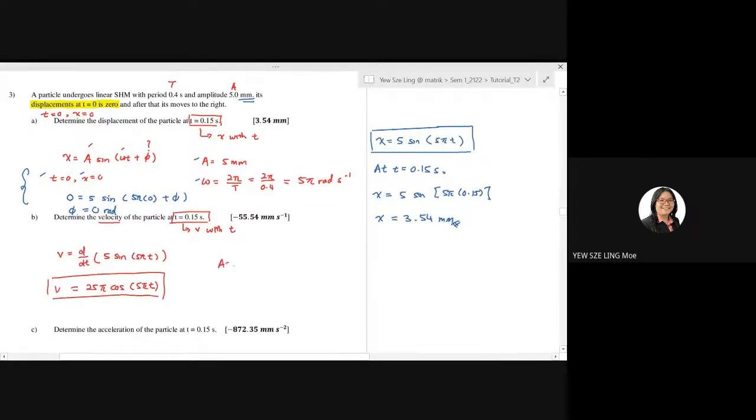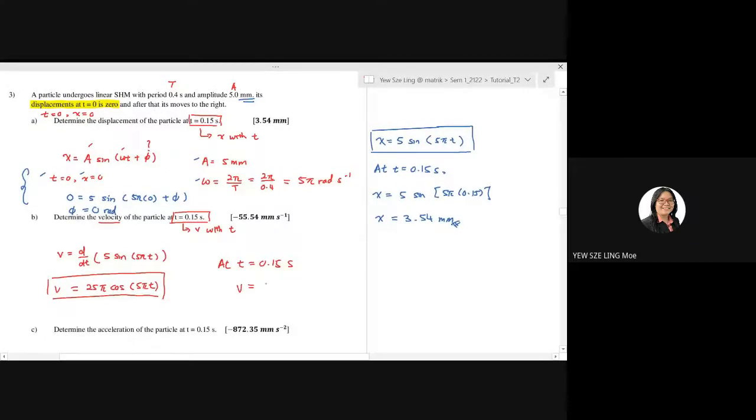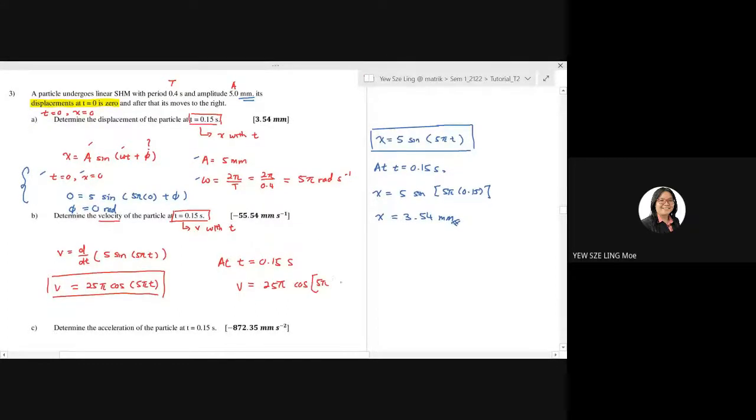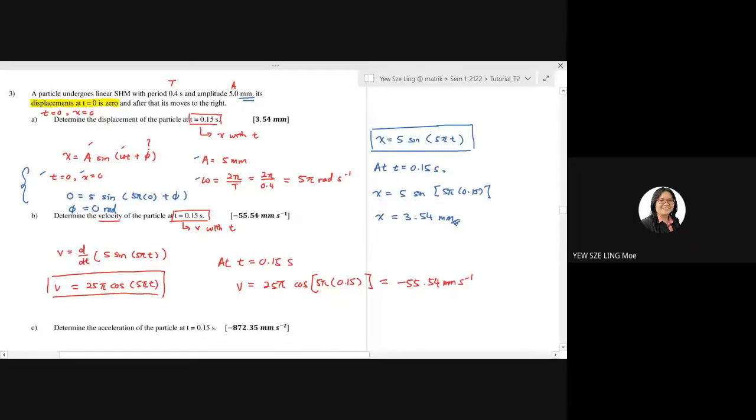So at time t equals 0.15 second, V is equal to 25 pi cos 5 pi 0.15. Oh yeah, remember your calculator must be in radian mode. So the final answer is negative 55.54 mm s negative 1. The reason I know it is mm s negative 1 is because my A in this question is in terms of mm.